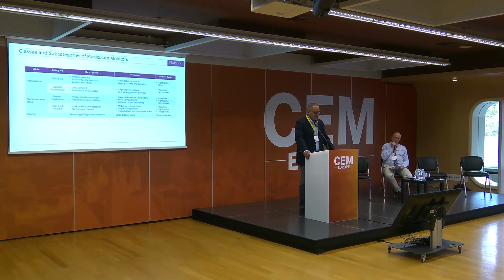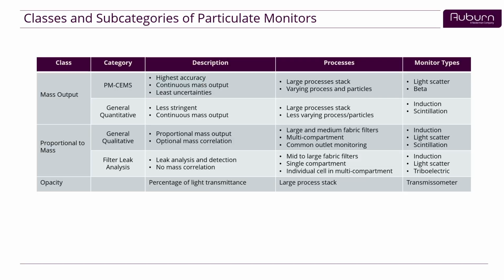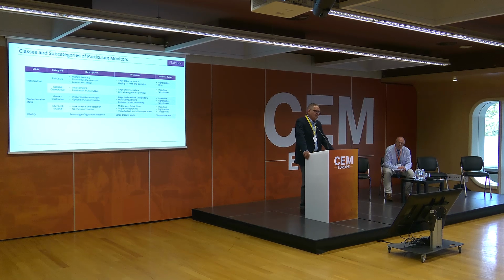Classes and subcategories of particulate monitors. In the class of mass output, there are two categories. PM-CEMS: this is the highest accuracy with continuous mass output. The dominant technology is light scatter, followed by beta attenuation. The beta is losing its appeal because it's very costly and high maintenance, and with light scatter becoming more sensitive, they are replacing beta attenuation.